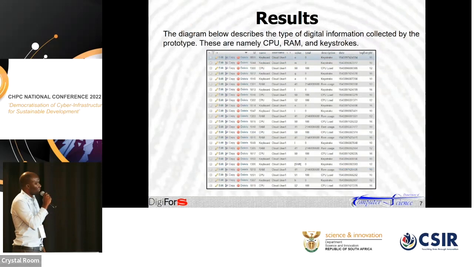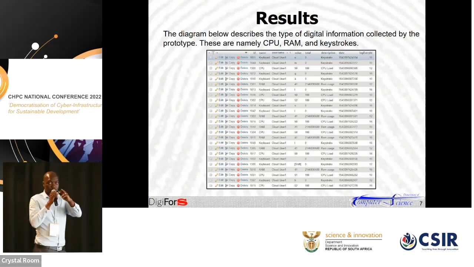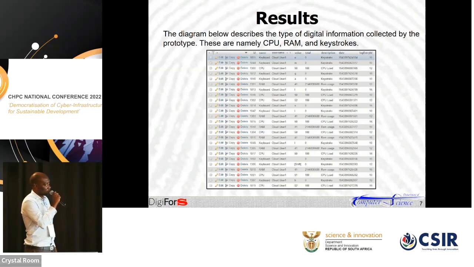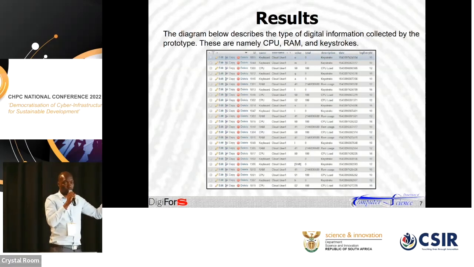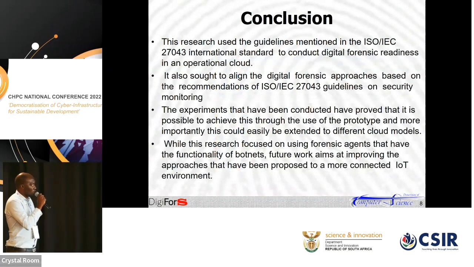Okay, so these are some of the results which you would see. This is just a screenshot, I'm not sure if the ones at the back can see this, but this is some of the information which was extracted by the prototype from multiple cloud instances which were hosted on OpenStack, and these all are coming to a central location. So once an incident or a security breach happens in that cloud, the forensic investigator can just come to these results and use them to find whatever might be relevant or might assist in the digital forensic investigation process.